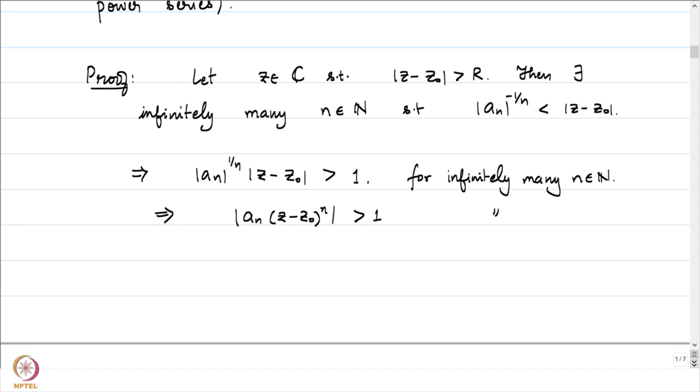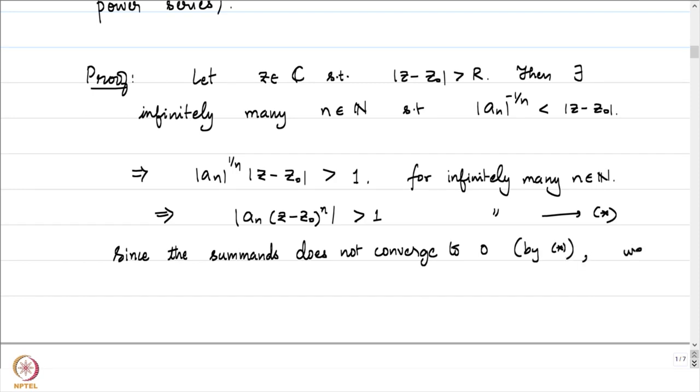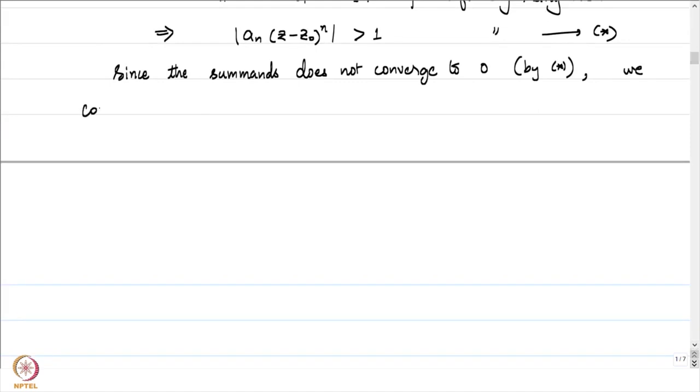But what can we say about a series which converges? We know that the summands of the series should converge to 0 if the series is to converge. But we have seen here that there is a sequence of summands which constantly have absolute value greater than 1. Hence, this series cannot converge, since the summands do not converge to 0. Let me call this star. By star, we conclude that summation a_n (z - z0)^n does not converge. So that was quite straightforward. So if mod z minus z0 is greater than capital R, the series does not converge.